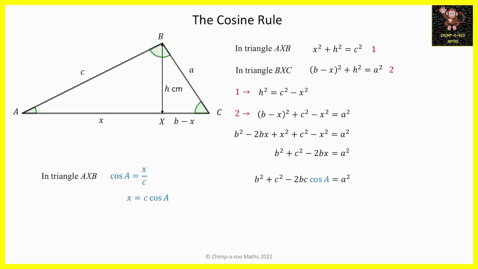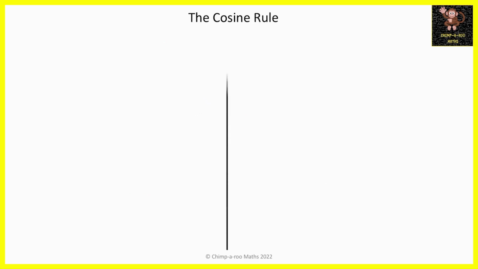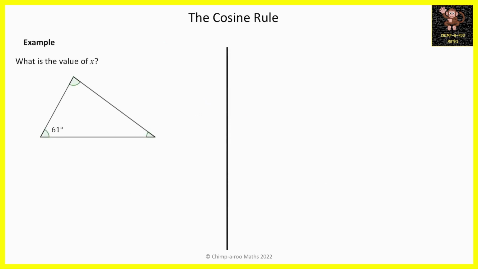Notice the angle A that's involved with cos is on one side of the equation, and the side opposite it, little a, is on the opposite side of the equal sign. So in our first example, we want to find the length x in this triangle, which is directly opposite a 61-degree angle. So we write down our formula. Always good to write it down because you'll remember it.